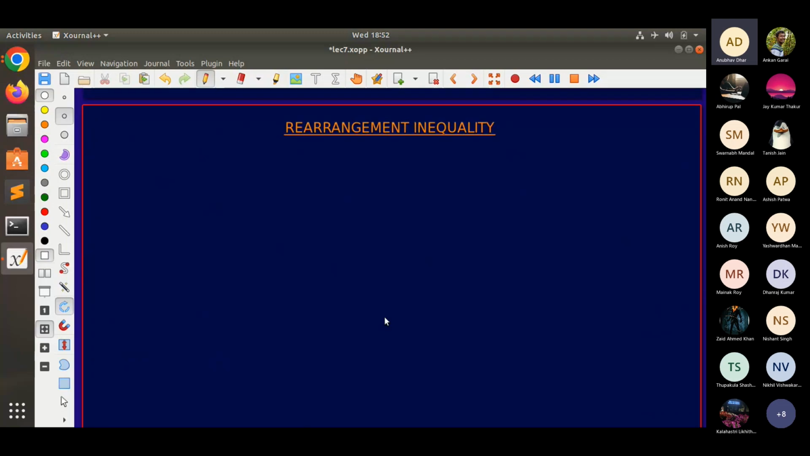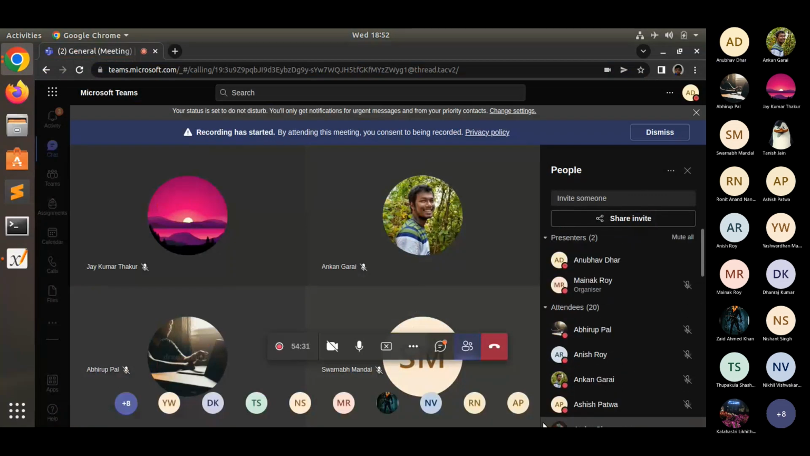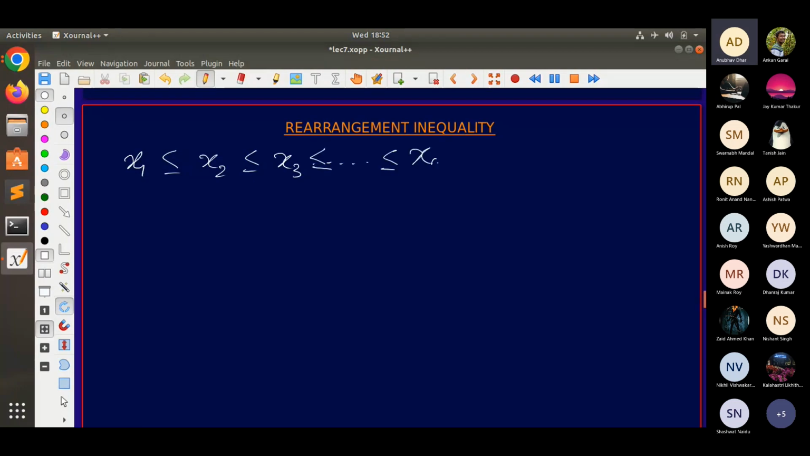This is a small topic that we had. This is called the rearrangement inequality. By raise of hands, does anyone know about the rearrangement inequality? Okay, so basically the rearrangement inequality says that if you have two sequences x and y such that they are non-decreasing and both have the same size, let's call them small n, x1 to xn and y1 to yn. Then this particular set of inequalities holds true.